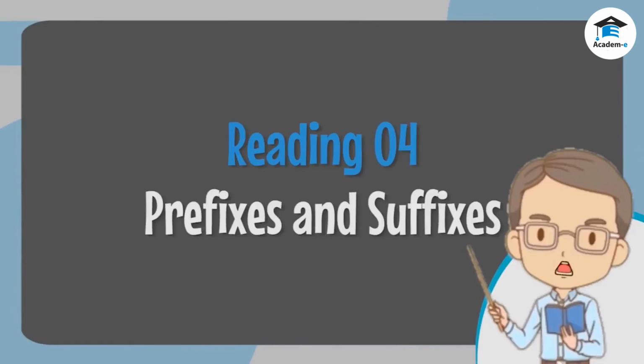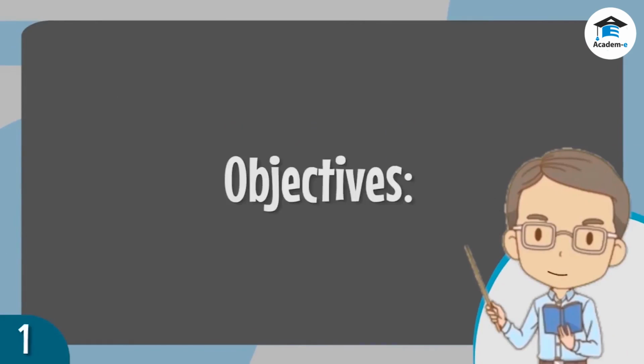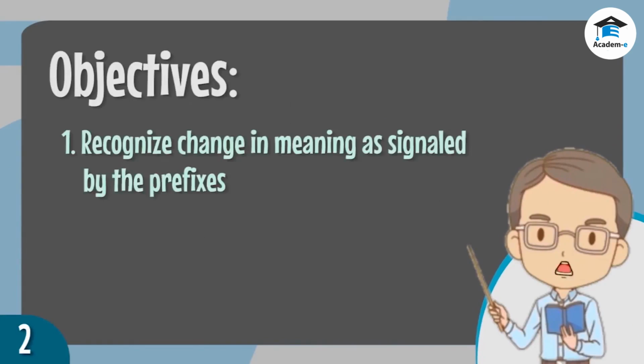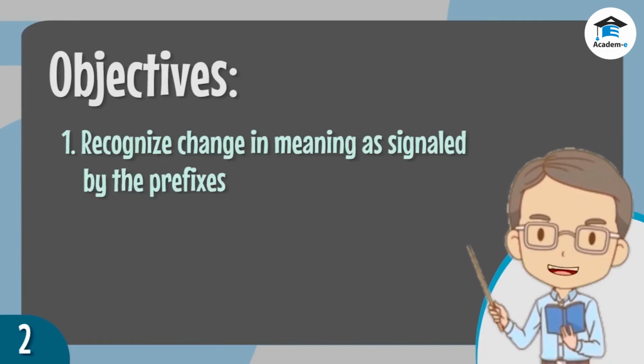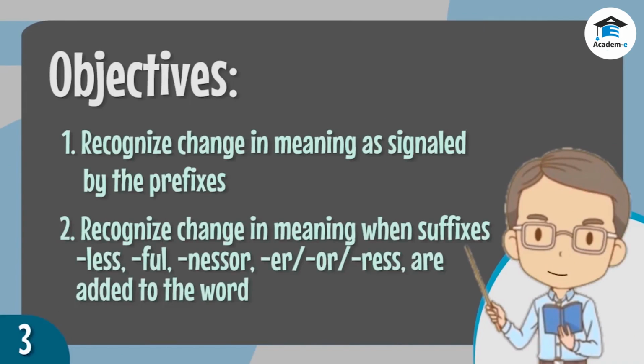Reading 04: Prefixes and Suffixes. Objectives. At the end of the lesson, you should be able to: 1. Recognize change in meaning as signaled by the prefixes. 2. Recognize change in meaning when suffixes -less, -full, -ness, or -er/-or/-ress are added to the word.